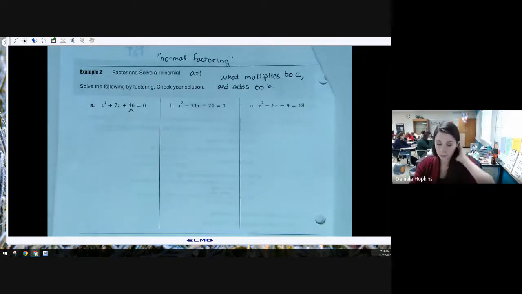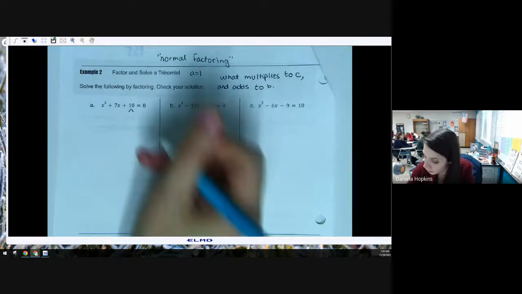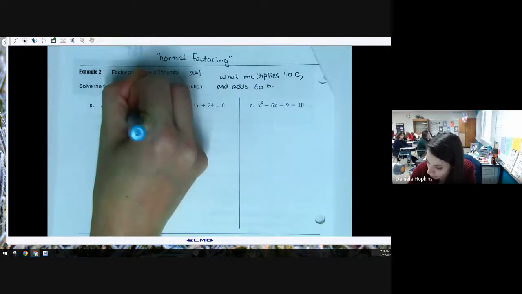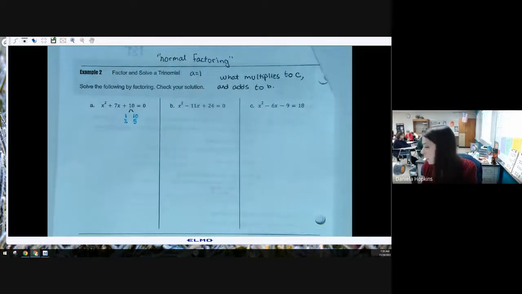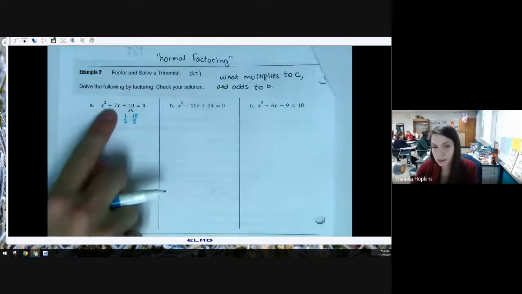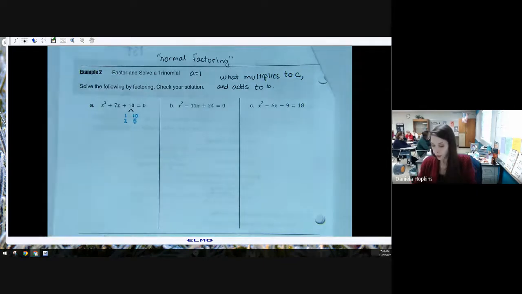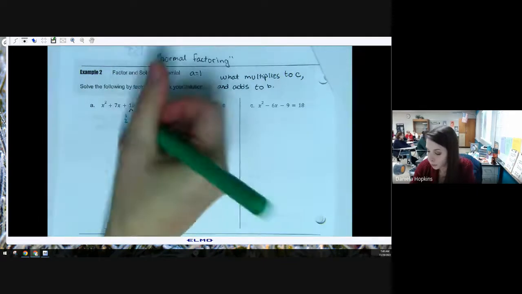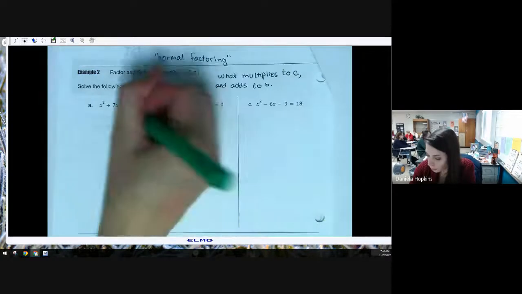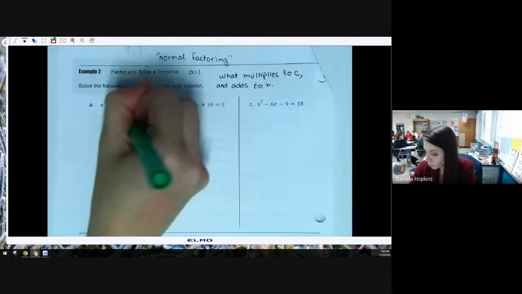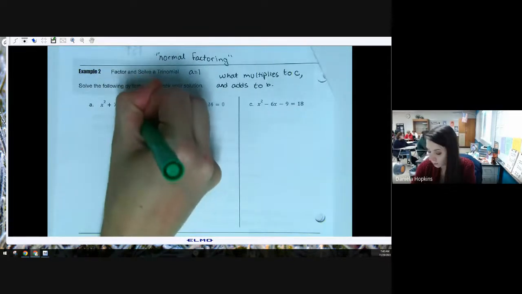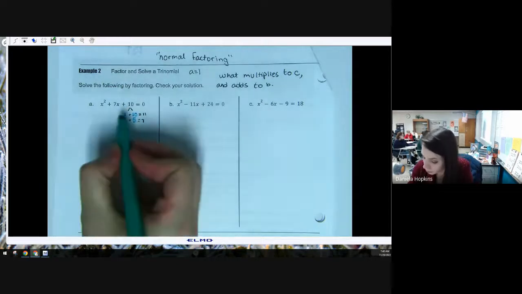So I try to be pretty organized about this. I don't know if you guys have seen, but I'm a little bit type A in this classroom. So I will list all my factors of positive 10. There's not a ton of factors here. My factors of positive 10 are 1 and 10, 2 and 5. There are also negative factors, but I don't technically need to list those because this is a positive number. And then if I check, okay, 1 times 10 is definitely 10, but 1 plus 10 is 11. So that one's out. 2 plus 5, though, is 7. So these are my factors.